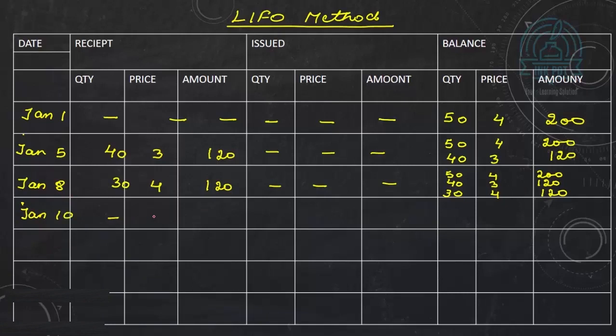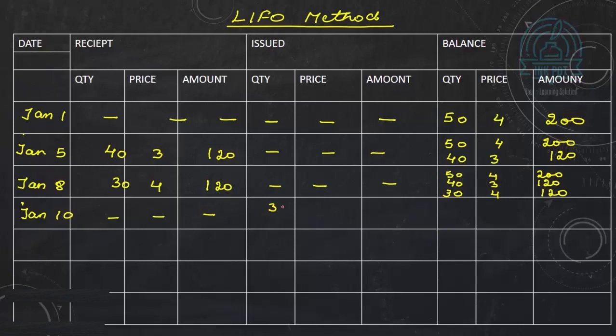On Jan 10 we have not received anything. We have issued I think 70 units. So 70 units. In the first in first out method we have taken the first stock out first. But in the last in first out method we will use the last stock first. So this is the reverse of the first method.